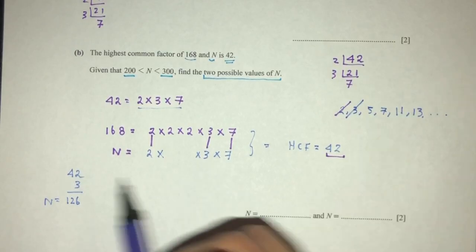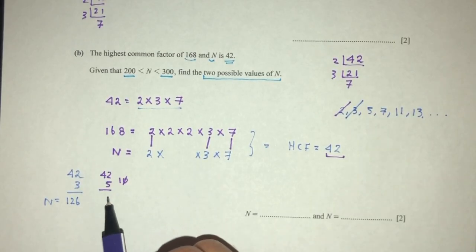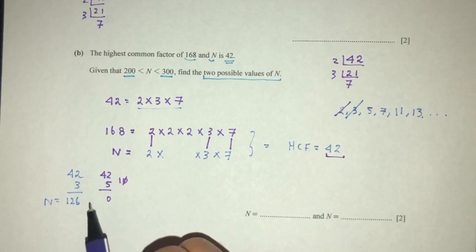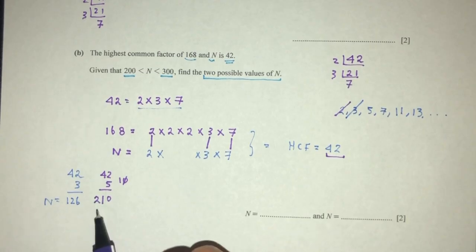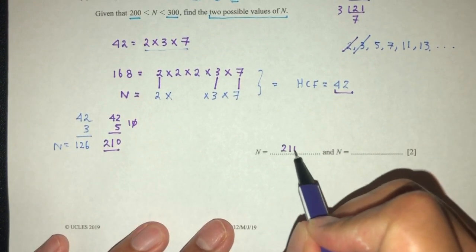Now we can try 5. 42 times 5, that will be 10. 4 times 5 is 20, plus 1 is 21. So n will be 210. 210 is good, it is inside the range. So one possible value will be 210.